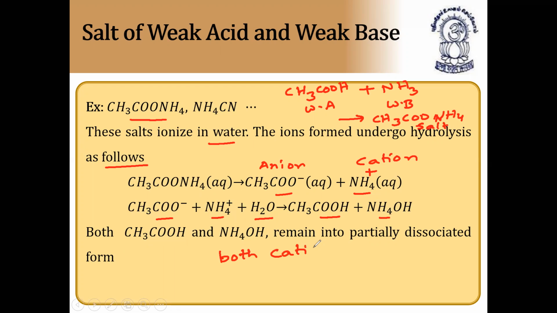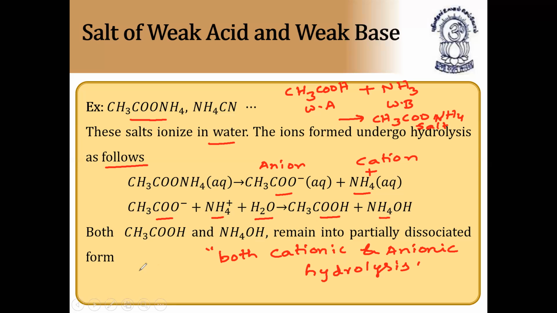both cationic and anionic hydrolysis. Please note down this point. Both cationic and anionic hydrolysis, very, very important. This type of hydrolysis is called cationic as well as anionic hydrolysis, because the cation combines with water as well as the anion. The anion acetate ion and the cation ammonium ion combine with water to form weak acid and weak base.